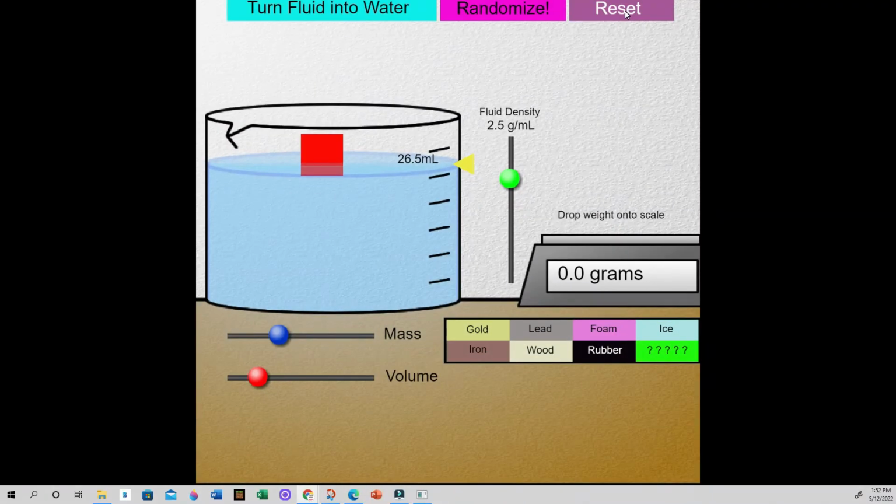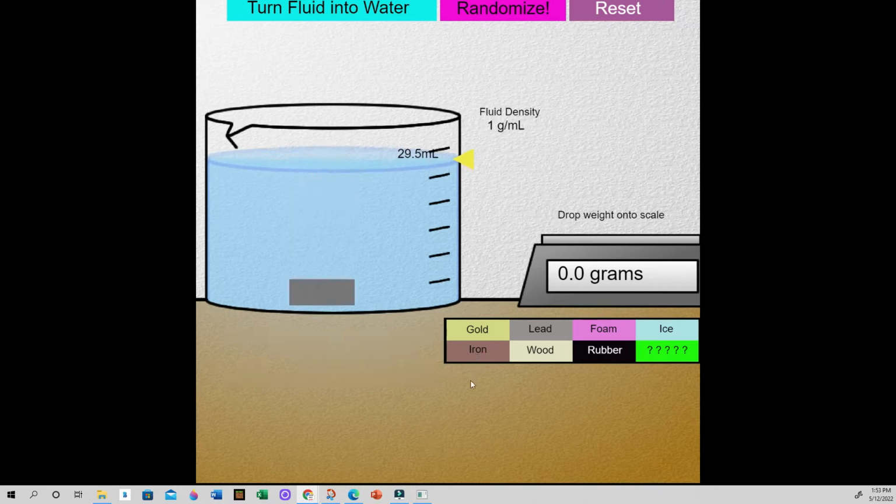Okay, here we are in our simulator. And the first thing that I am going to do is make sure that this is water in here. You can see I can alter my fluid density, and water has a density of 1 gram per milliliter, so this is not correct. So I'm just simply going to click turn fluid into water, and then you can see I'm automatically back at 1 gram per milliliter. Now, the first object that we have to measure is iron. So I'm going to click on iron down here. So now I have my iron bar.